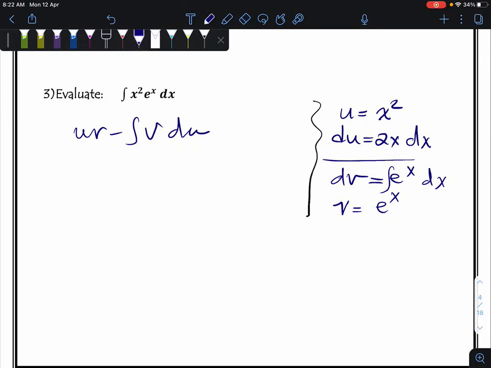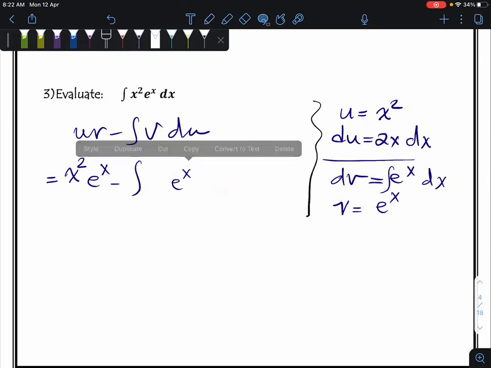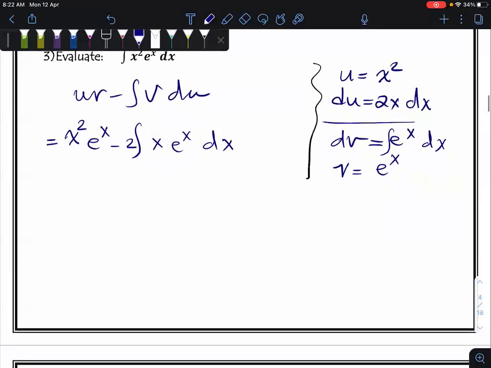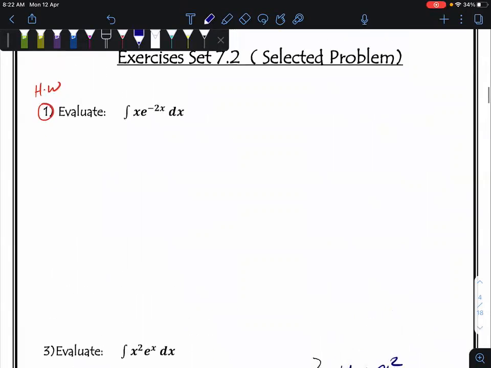Yalla. x squared, which is the u, times the v, e to the power of x, minus the integral of v, which is e to the power of x, times 2x. Let's write x here. We get x again, which is the same kind of question as before.